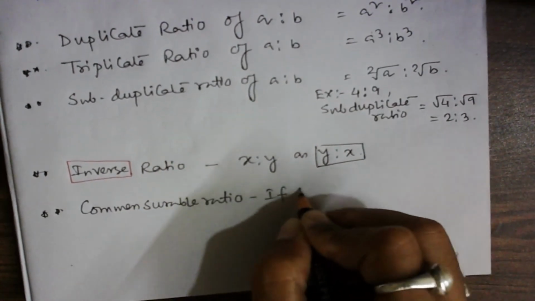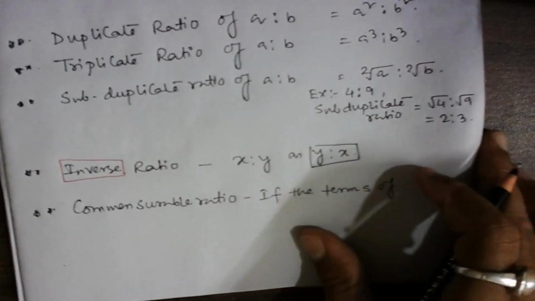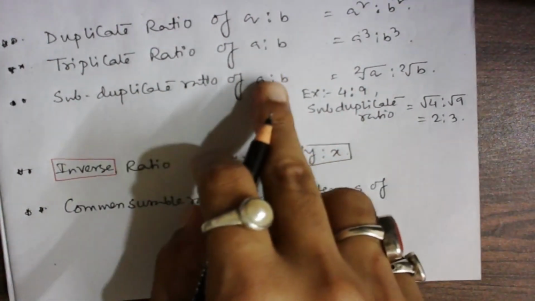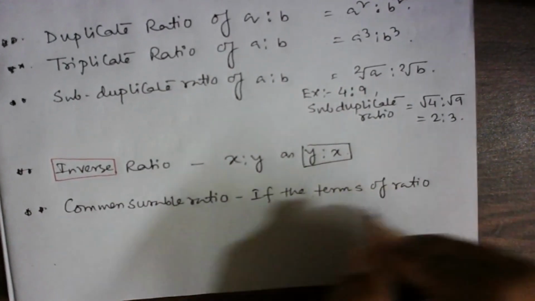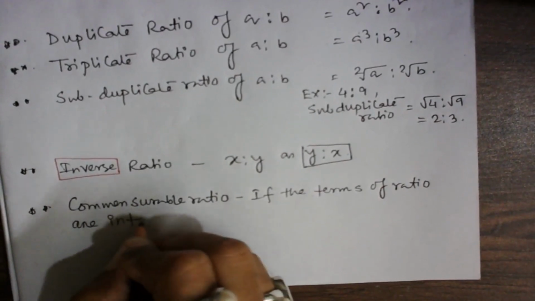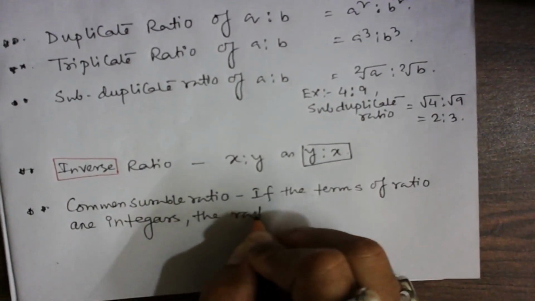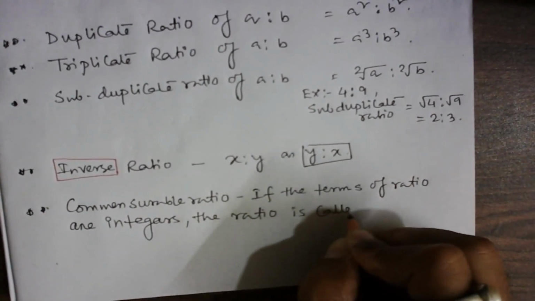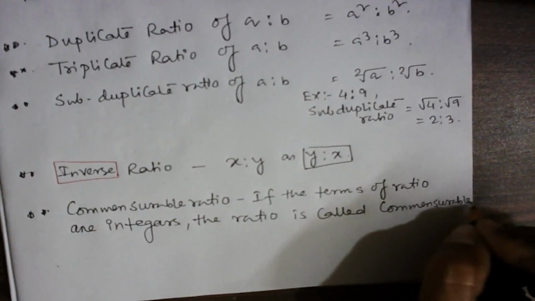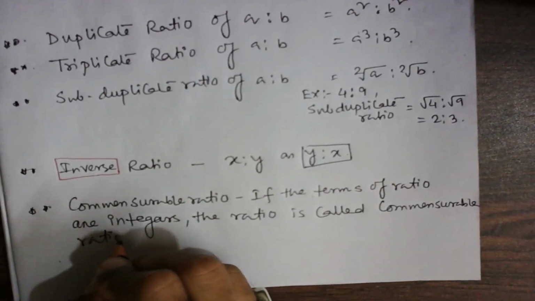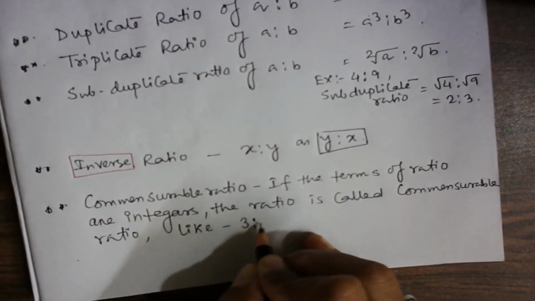If the terms, the terms are x and y. Remember, in our example, A is to B. If the terms of the ratio are integers, the ratio is called commensurable, like 3 is to 2.